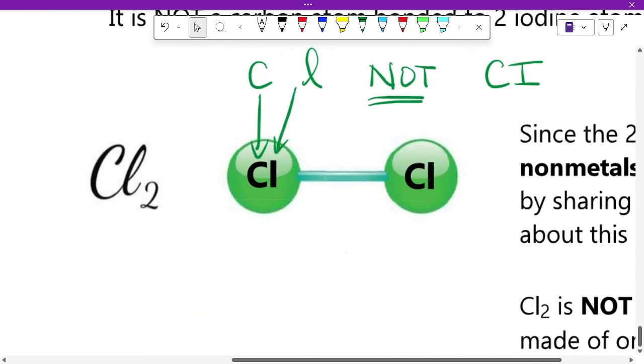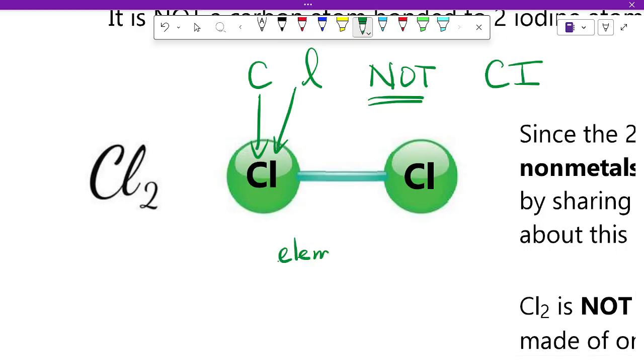Is Cl2 an element or a compound? Element. What kind of an element is it? It is a diatomic element because it has how many atoms? 2 atoms. See if you can remind your partner who the other diatomic elements are.